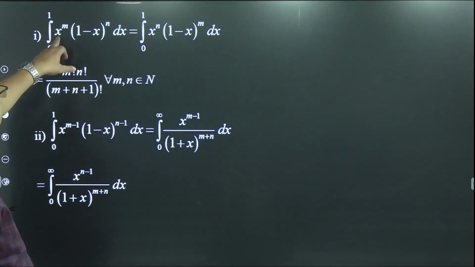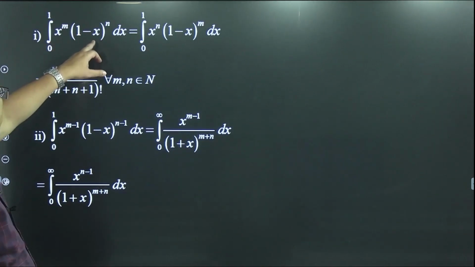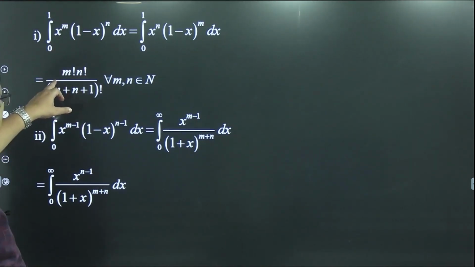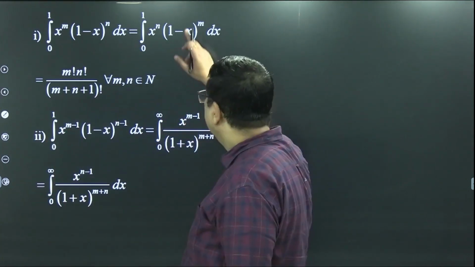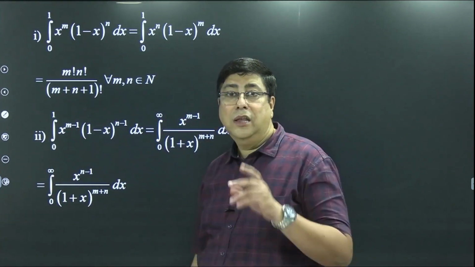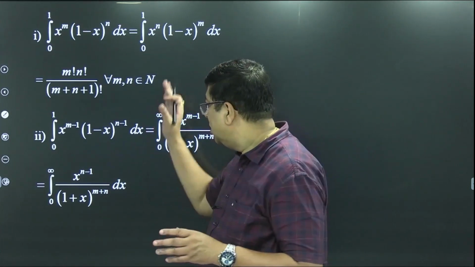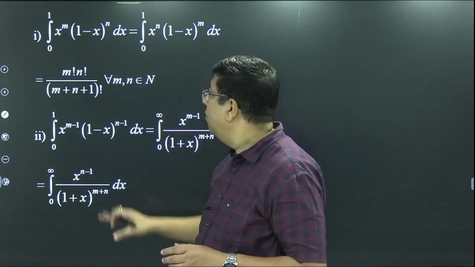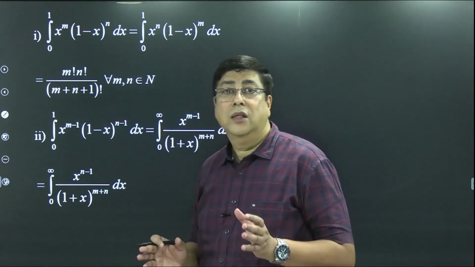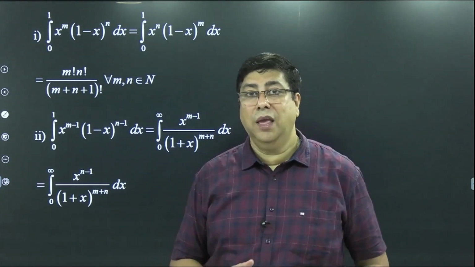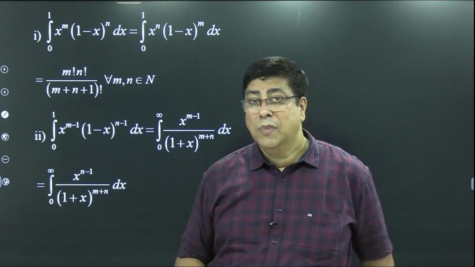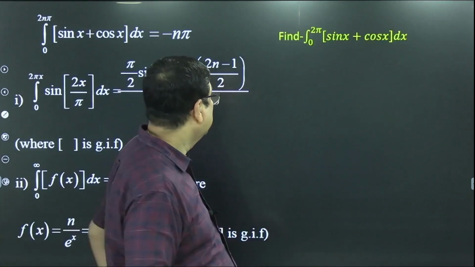The integral from 0 to 1 of x to the power m, 1 minus x whole to the power n, and the value is factorial m factorial n by m plus n plus 1 factorial. These formulas are generally utilized in the JEE Advanced examination. For JEE Main, this is not so important. For this type of formulas, I will give a separate series. These types of formulas are very important for JEE Advanced and ISI type examinations. So everybody must keep in mind. Next.